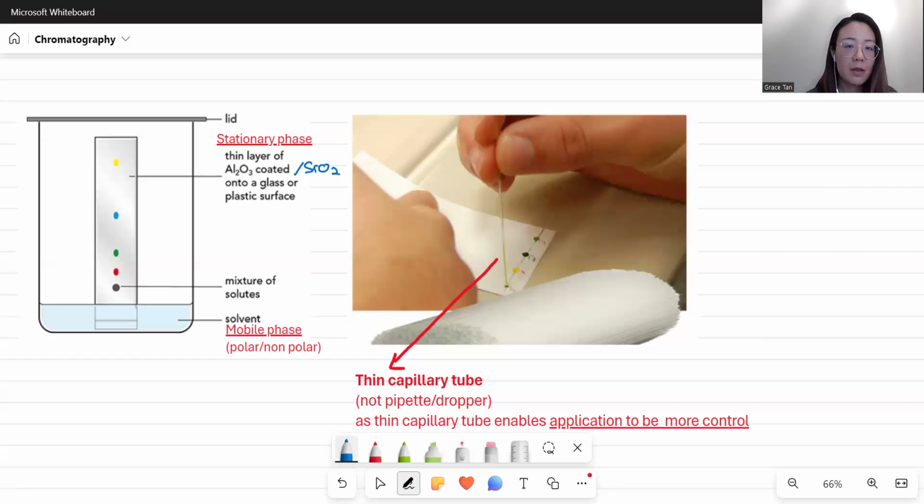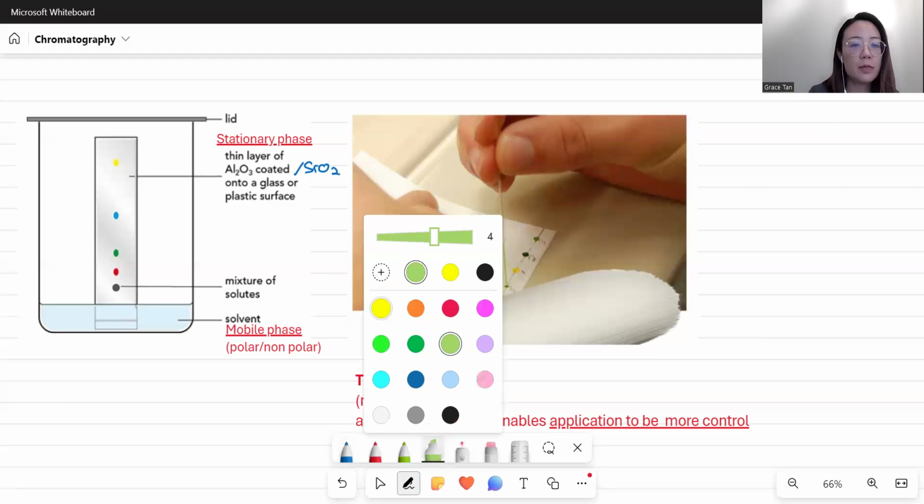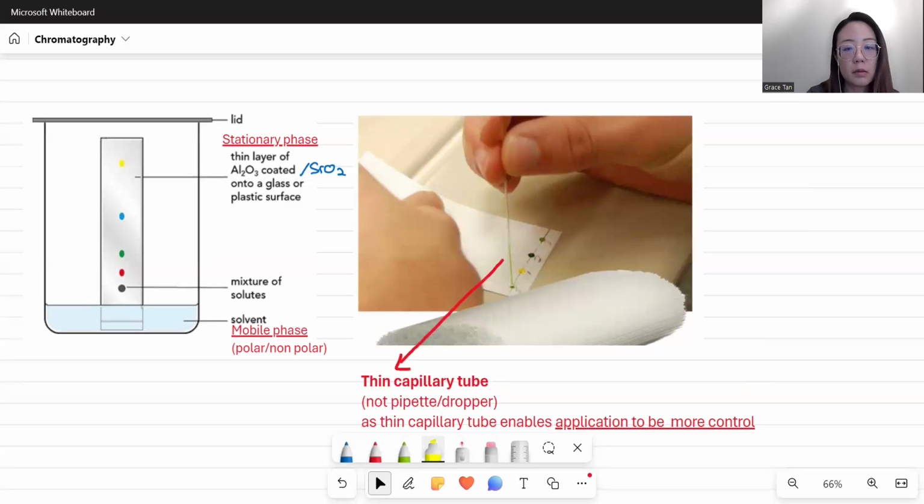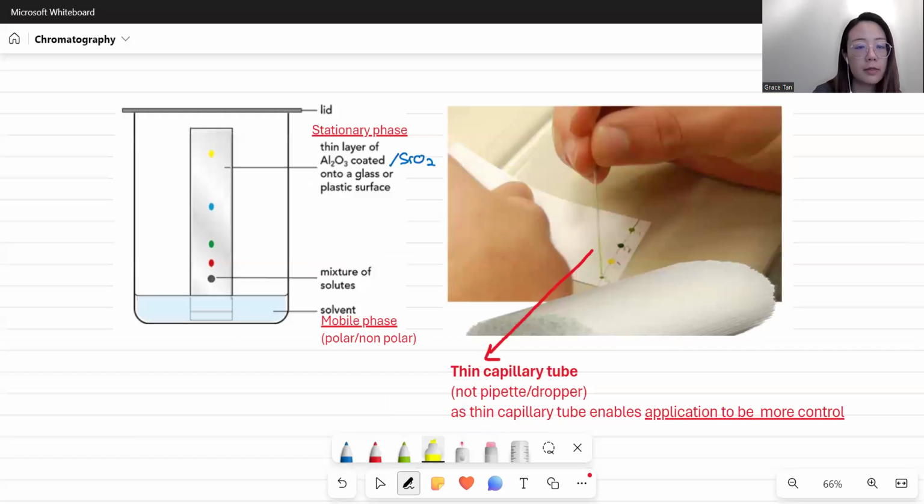Part 3. I want you all to know what the baseline is. So I'm going to highlight, let me change the color. I want you to know what is called a baseline. I will just write over here. So this line here is called the baseline. And let's say there's another line here. This is called the solvent front.